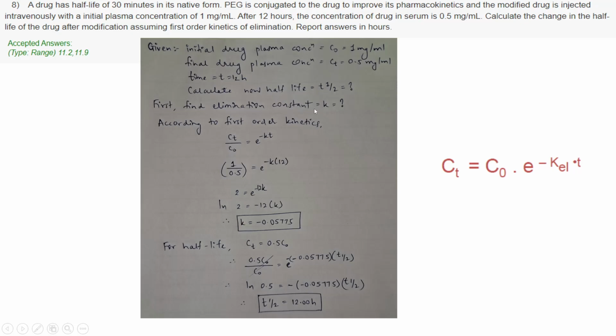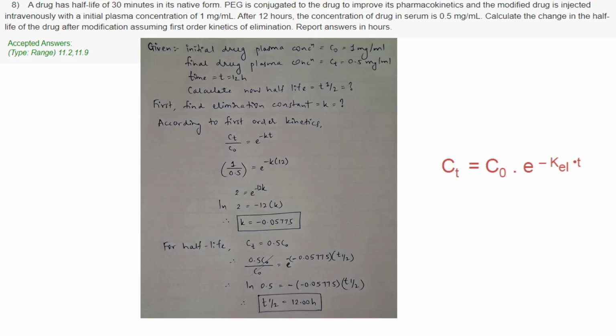Next, to solve this completely, we have to find the elimination constant first, because if you see this equation here, we have CT, we have C naught, we have time as well. We just have to calculate this first, the K elimination constant. If you put this in an equation and solve it, you'll get K elimination.